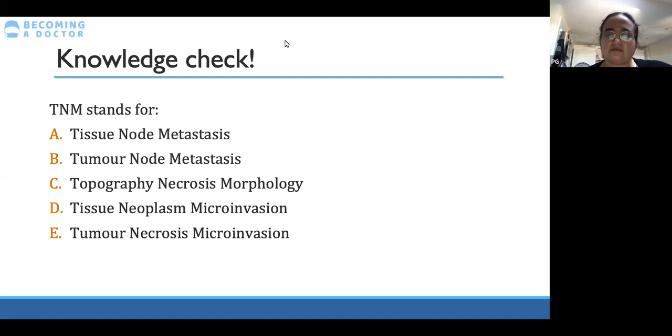Okay, a few more people. Anyone else going to vote? Seems to have stopped. Okay, let's shut that down. So that's the results there. So yeah, the answer is tumor node metastasis. And yeah, that's what that abbreviation stands for.